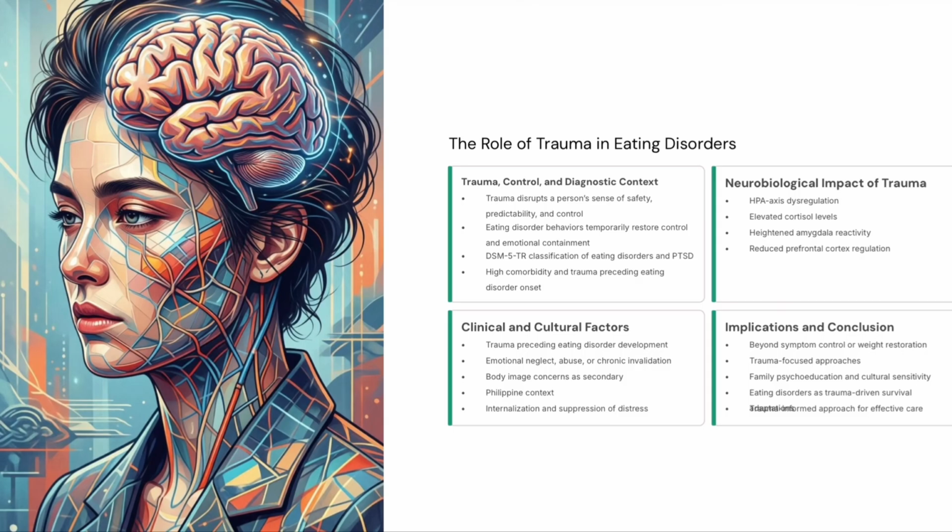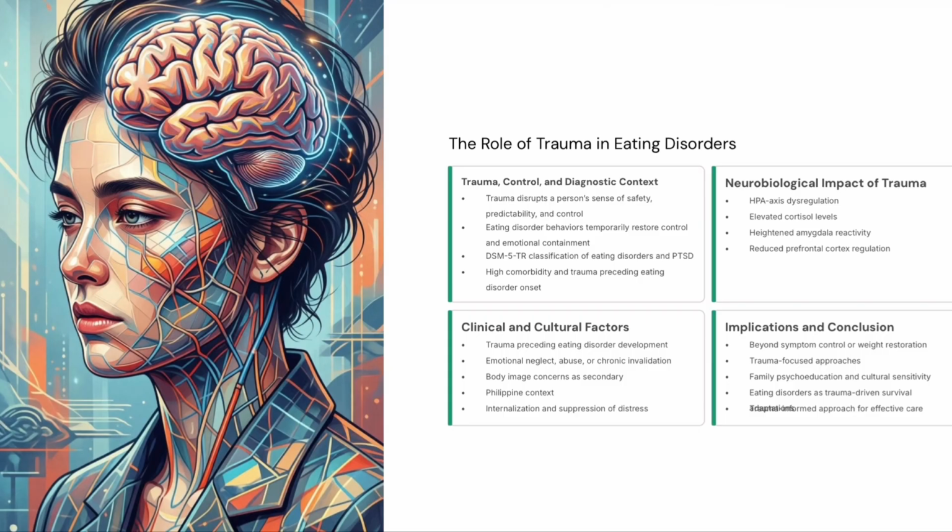But what exactly is the role of trauma in eating disorders? Trauma disrupts a person's sense of safety, predictability, and control. So in response, eating disorder behaviors can temporarily restore a sense of control and emotional containment. Although the DSM-5 classifies eating disorders separately from PTSD, the research shows high comorbidity. To further explain this neurologically, trauma actually changes how the brain functions.